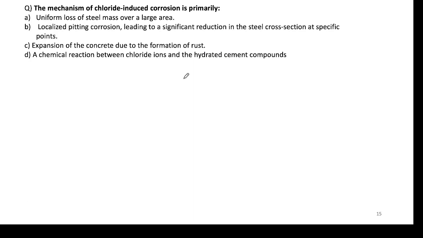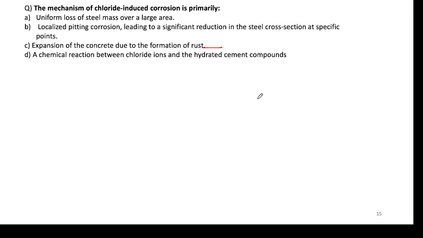Correct. So the next question is on the mechanism of chloride induced corrosion is primarily uniform loss of steel mass over the large area, localized pitting corrosion leading to significant reduction in steel cross section at a specific point, expansion of concrete due to the formation of rust, chemical reaction between the chloride ions and hydrated cement compounds. Only one option is correct.